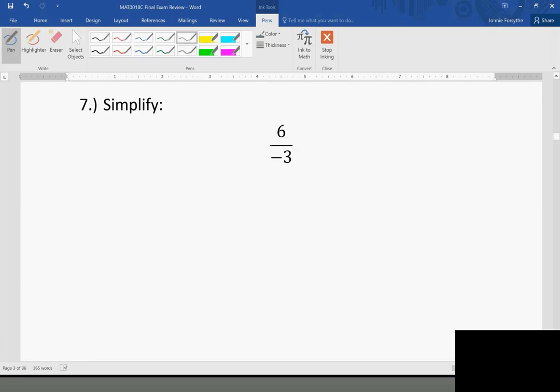Number 7. Simplify 6 divided by negative 3. So this says 6 over negative 3. That's the same thing as saying 6 divided by negative 3. So when we multiply or divide by a negative number, we're going to get a negative answer. So 6 divided by 3 equals 2. So since it's 6 divided by negative 3, that's going to equal negative 2.